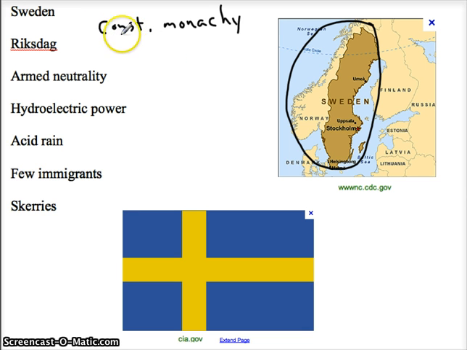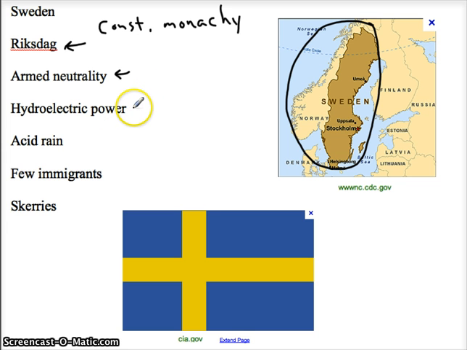And speaking of that elected parliament, the Swedish parliament is called the Riksdag. Now, Sweden has an interesting foreign policy. Their foreign policy is of armed neutrality. That means they have their own military, but they do not take sides in other nations' conflict. They do not get in any alliances. And I don't know if you remember when we talked about the Cold War, we had the big map of all the countries in red and all the countries in blue. Sweden was neither. Sweden was neutral in the entire Cold War.